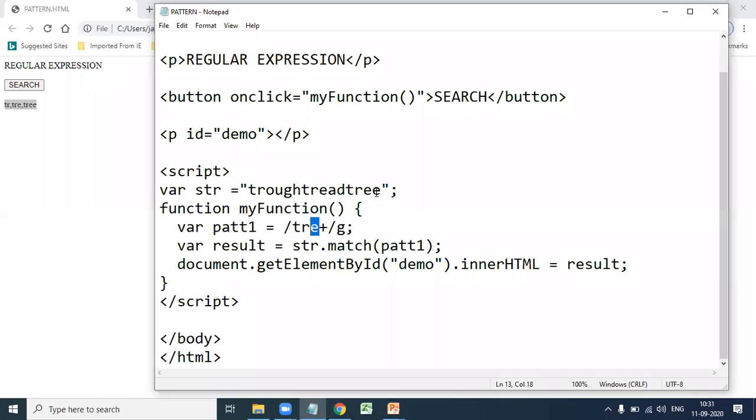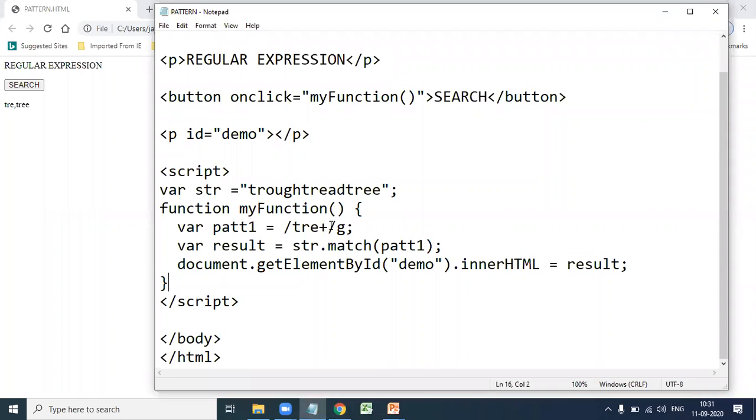So here TRE with 1 E, TREE with 2 E's. Let us see the output. It returns TRE, TREE. So that is the difference between star and plus. Star means occurrences 0 or more, plus means occurrences 1 or more. Plus means 1 E after TR, next 2 E's after TR, 3 E's after TR, and so on.